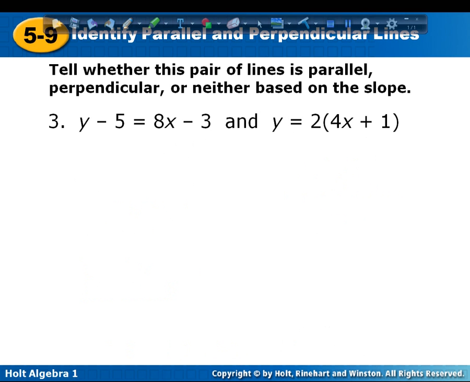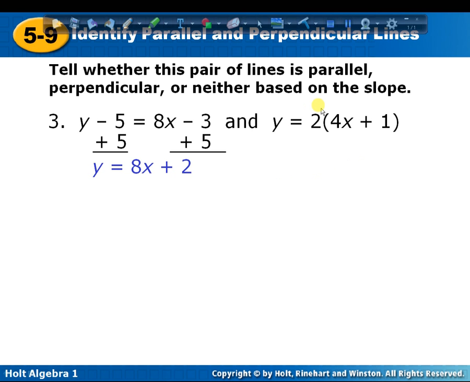All right, number 3, go ahead and write this one down. y minus 5 equals 8x minus 3, and y equals 2 parentheses 4x plus 1. Again, just like in all the other ones, we're going to have to get the y by itself. So in this one, I'm just going to add 5 to get the y by itself. And I get y equals 8x plus 2. So that one's in y equals mx plus b form.